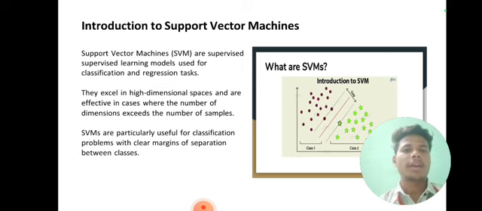They excel in high dimensional space and are effective in cases where the number of dimensions exceeds the number of samples. SVMs are particularly useful for classification problems with clear margins of separation between classes. What are SVMs? Let's see the diagram, introduction to SVM diagram, class 1 and class 2.